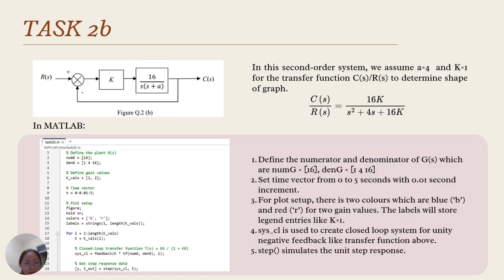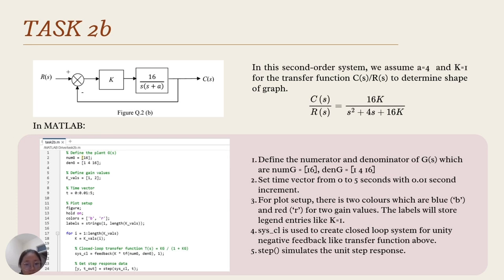In this Task 2b is a second order system. We have to assume that wn equals 4 and k equals 1 for the transfer function C(s) over R(s) to determine the shape of the graph. So in the MATLAB code, we first define the numerator and denominator of G(s), and the second step is to set the time vector from 0 to 5 seconds with a 0.01 step size, and the third is plot setup.